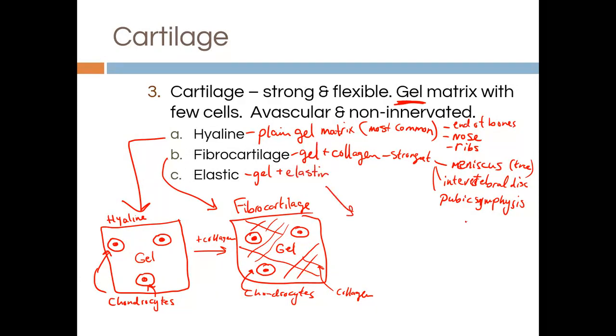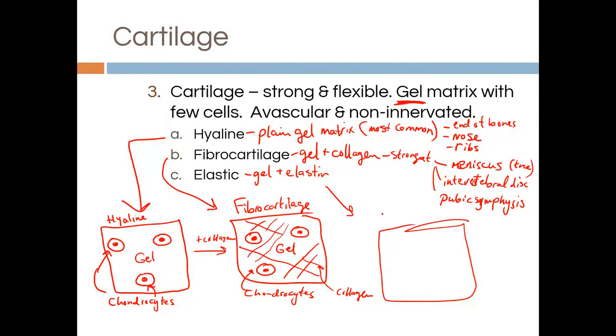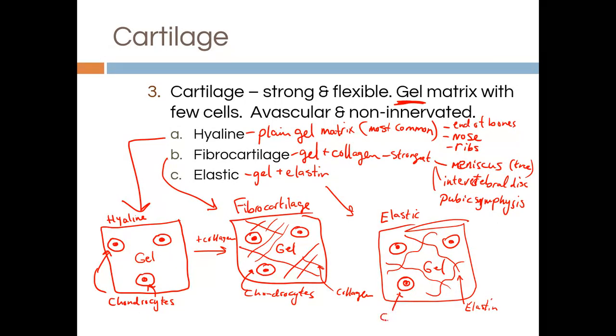And this is what it looks like. So elastic cartilage, same thing. Still have chondrocytes, still have gel, but now we're adding these kind of wavy elastin proteins. And of course, that's going to make it stretchy. And so, elastic cartilage is found in two places. This place called the epiglottis and your ears.